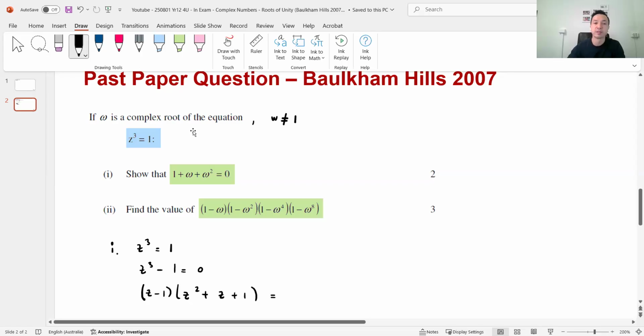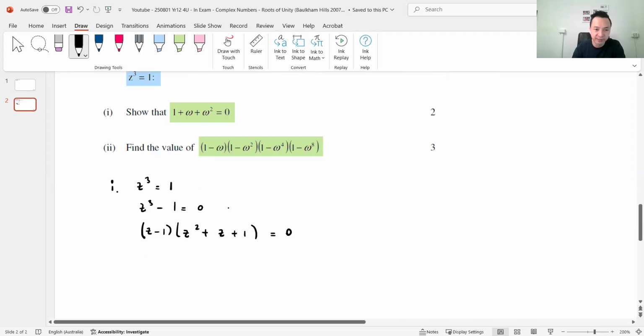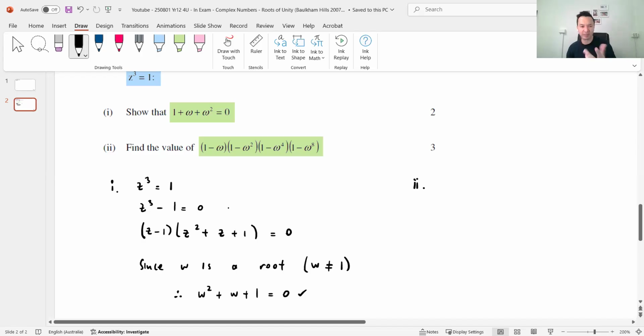And then go, since w is a root, and for this purpose, let's say it doesn't equal 1, so it can't be the root of the first part, therefore w squared plus w plus 1 equals 0. That's it. Simple, right? Assuming that w doesn't equal 1. Right, part 2. I mean, w in this case is omega, but let's call it w.